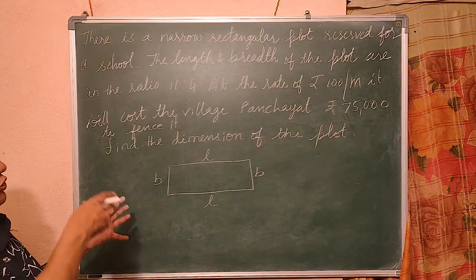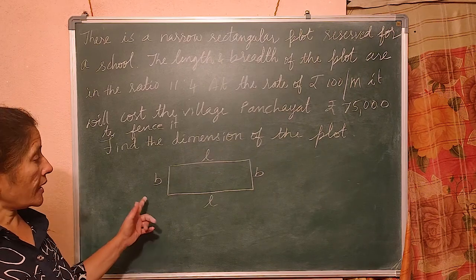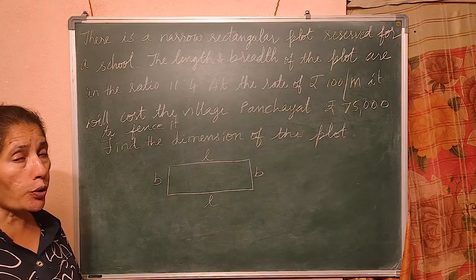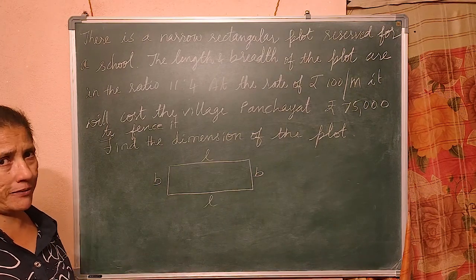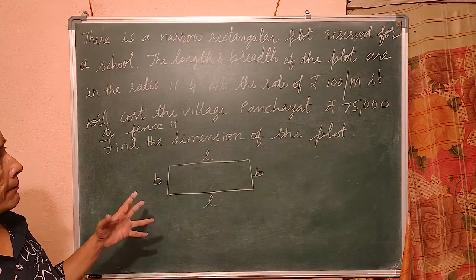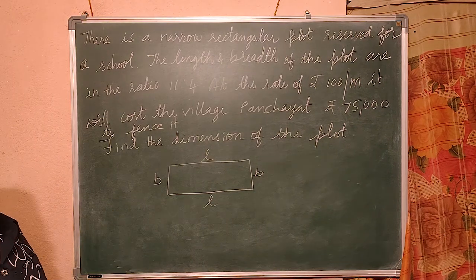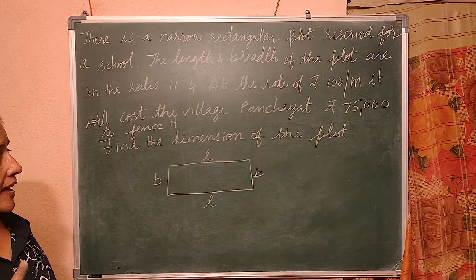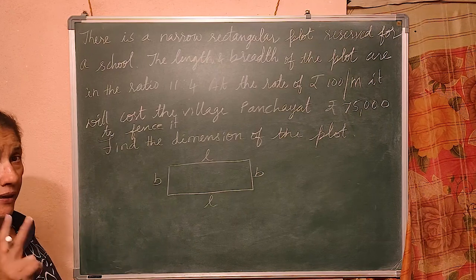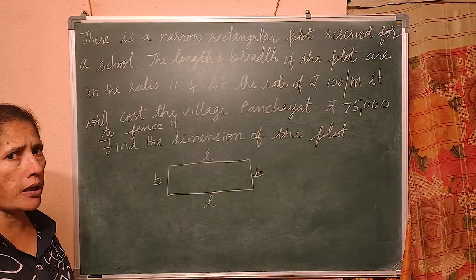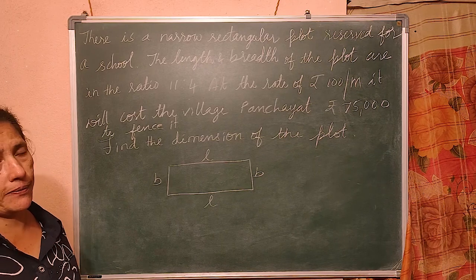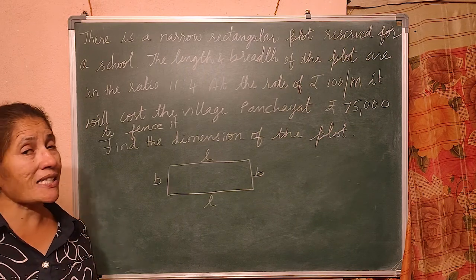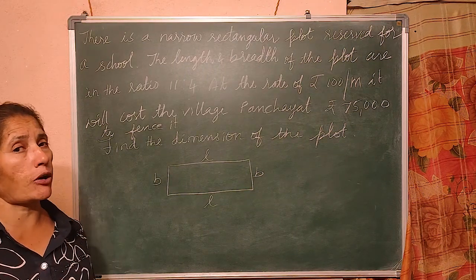What is the meaning of to fence it? That means to put the fence in the surrounding. That means 2 lengths plus 2 breadths, or the perimeter. Correct? But have they given the perimeter directly? No. What have they said? The village panchayat is taking care to fence it, and at the rate of rupees 100 per meter, they spent 75,000. So what is your first work? What do you have to find out? The total perimeter of this rectangular plot.